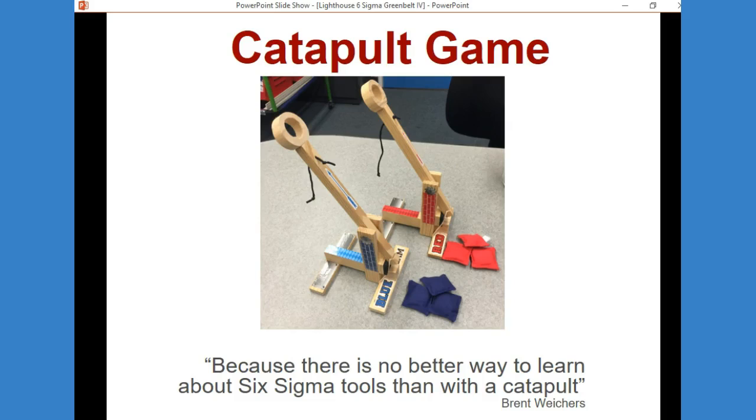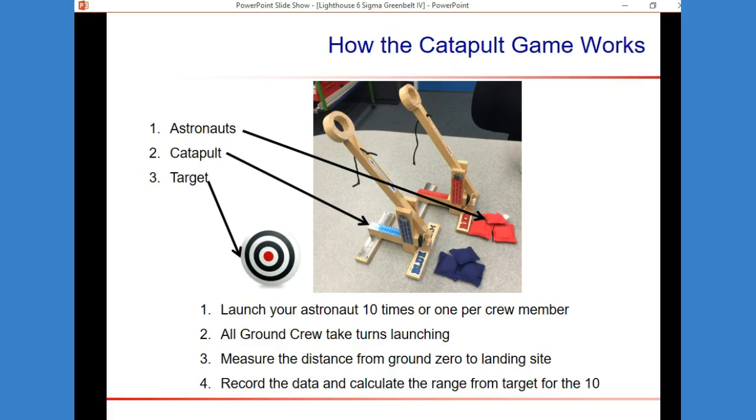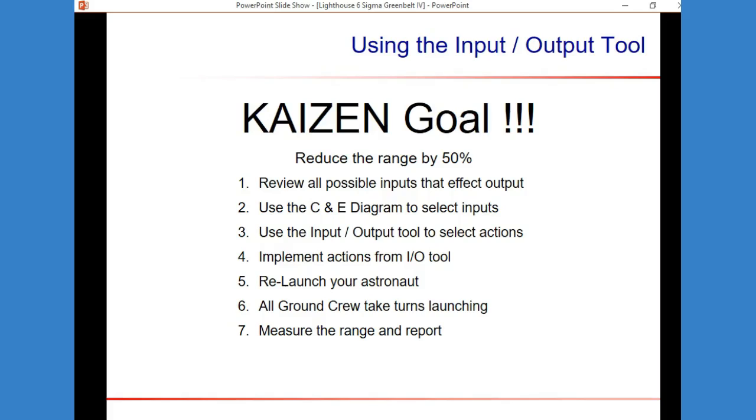And then good old catapults. I've said this before, somebody told me this was my quote, there's no better way to learn about Six Sigma tools than with a catapult. So we're going to play around with the catapult again just real quick, but here's what I want you to do. We'll do just one single group, but we'll do 10 shots with the single group. We'll do the same thing we did before: mark it, measure, and track the range, how far off the target we were each time.